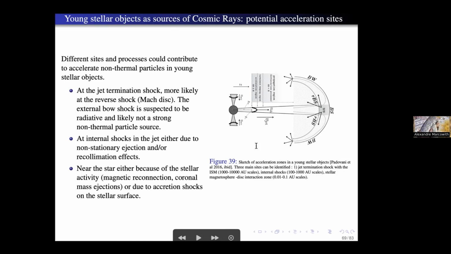In fact, so what we have done with Marco Padovani is to investigate particle acceleration, especially at jets. So here is a picture of a sketch. So you have the accretion disk, the star, and then a jet. And we have tried to isolate the site where you can accelerate particles by shocks. So you have different places where you can have shocks.